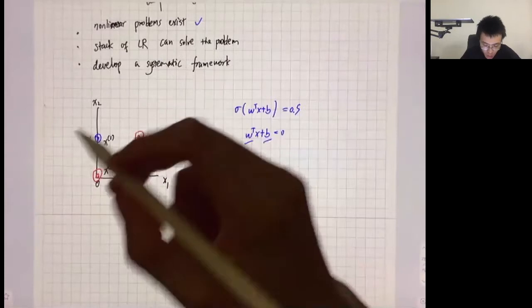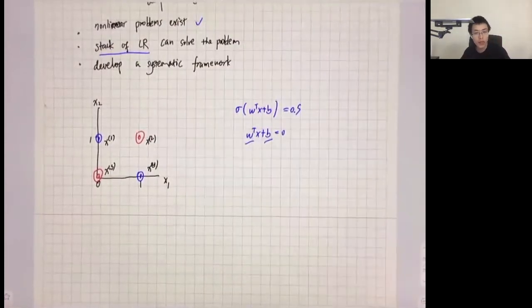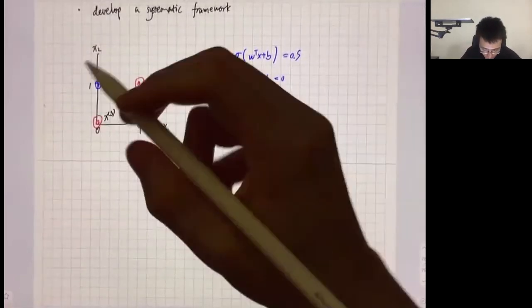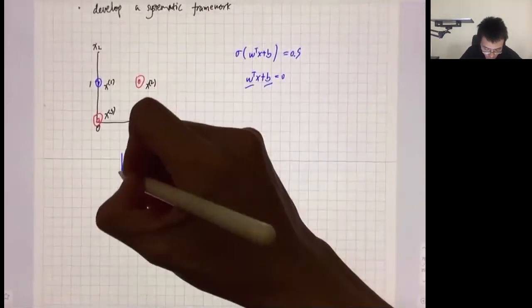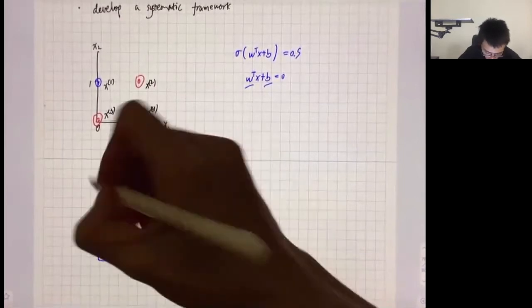I'm going to show that if I stack multiple logistic regression units, I can solve this problem. And by the end of the logistic regression unit, it's actually linear, right? So let's consider this. Let's transform x1, x2 into the H space, okay? Into an H1, H2 space.